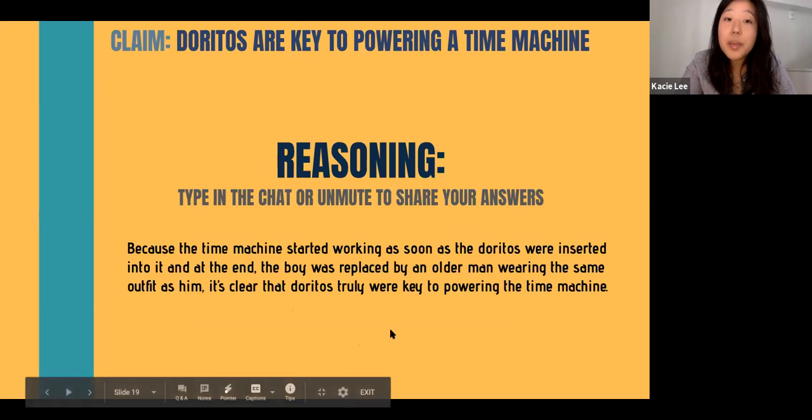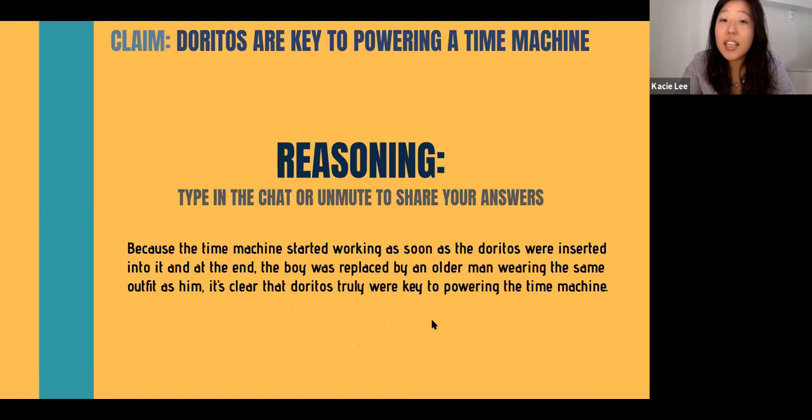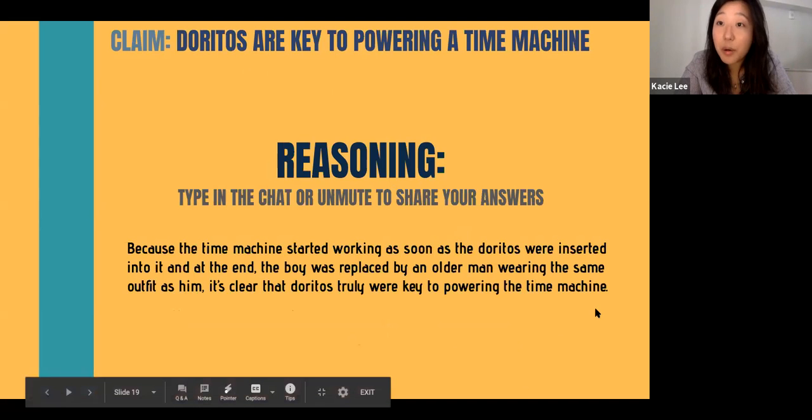So that's the evidence that we have for Doritos are key to powering a time machine. Therefore, because the time machine started working as soon as the Doritos were inserted into it, and at the end, the boy was replaced by an older man wearing the same outfit as him, to the man who came out of the time machine, to his knowledge, it is clear that Doritos truly were key to powering the time machine. Does that kind of make sense?